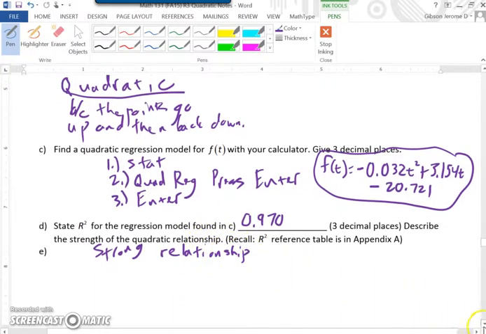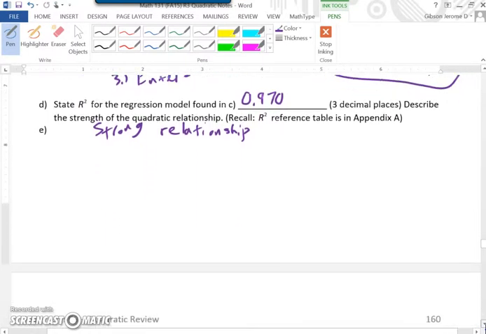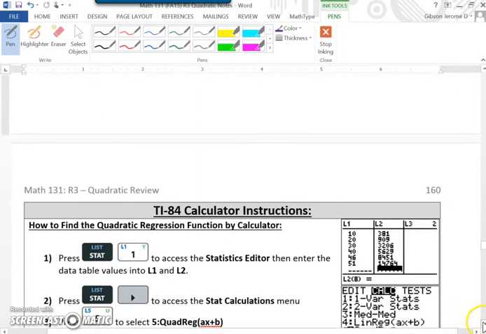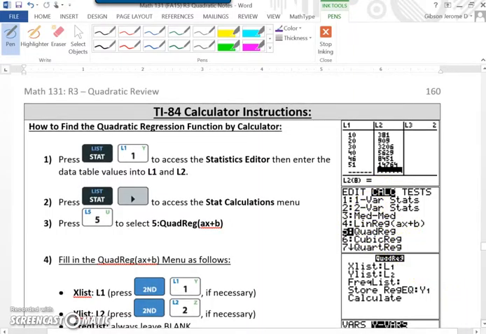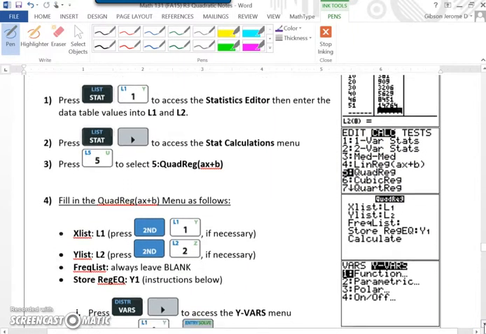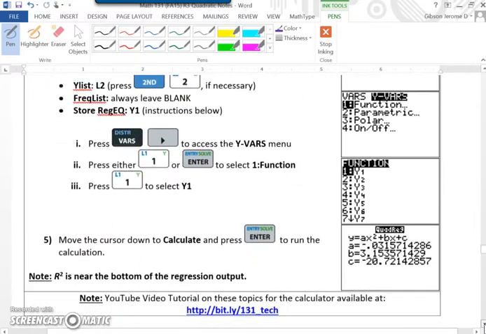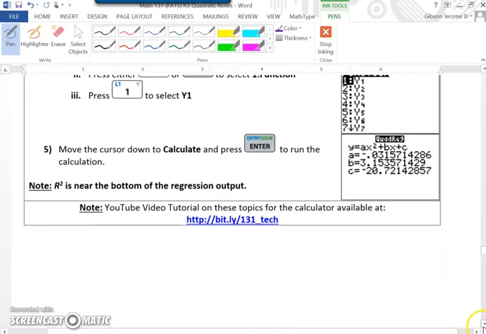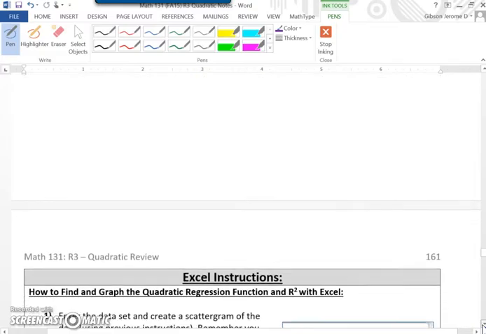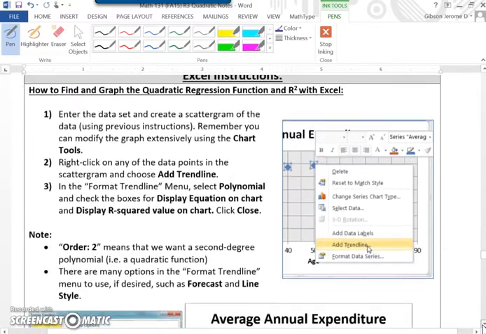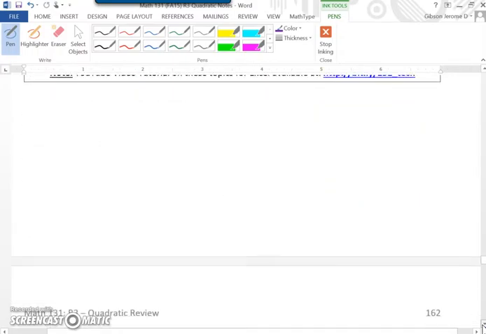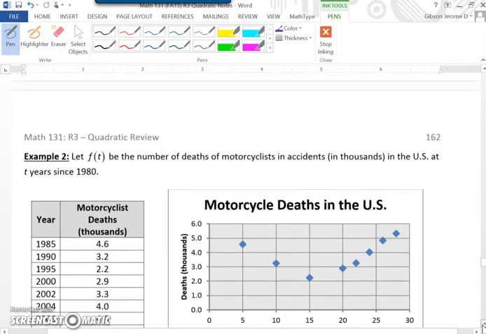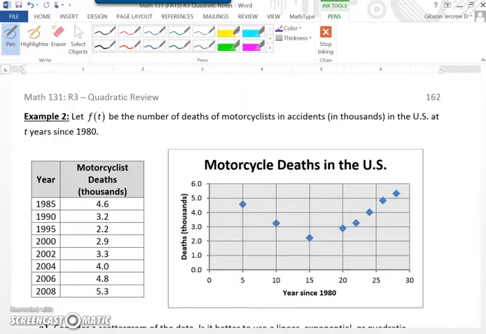Okay, now the next page, we basically have all of the directions as far as using your calculator. It shows you how to do a few things in your calculator to get your answers. And then it also shows you how to do it in Excel. Then here we go to example 2.